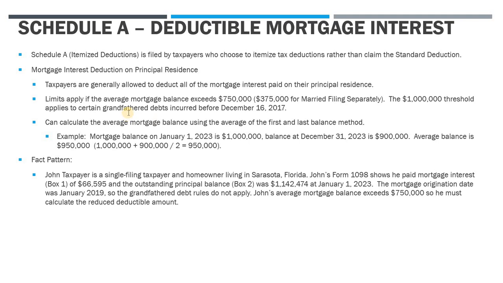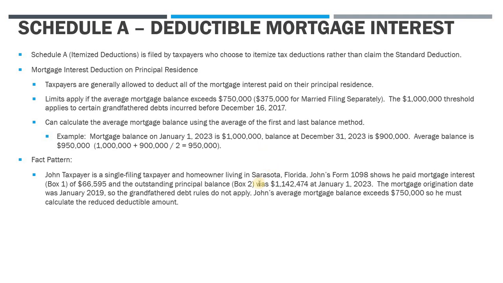We've got one slide here, just very brief, discussing this mortgage interest deduction limit and more details on the fact pattern. So taxpayers generally, when you have a principal residence and you pay mortgage interest, most people deduct all of it, right? There's no limits that apply. However, if you have quite an expensive property and the average mortgage balances exceed $750,000 for the year, or $375,000 for married filing separate, you have to limit the amount of mortgage interest that you can deduct as an itemized deduction. Now, there's an increased $1 million threshold for grandfathered debts that were originated before 2017.